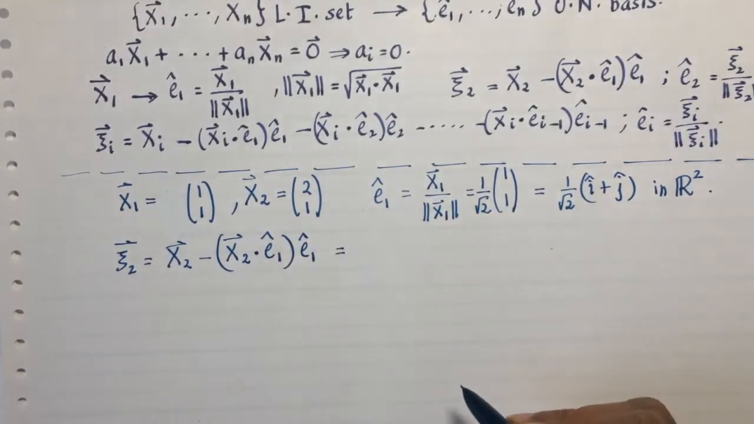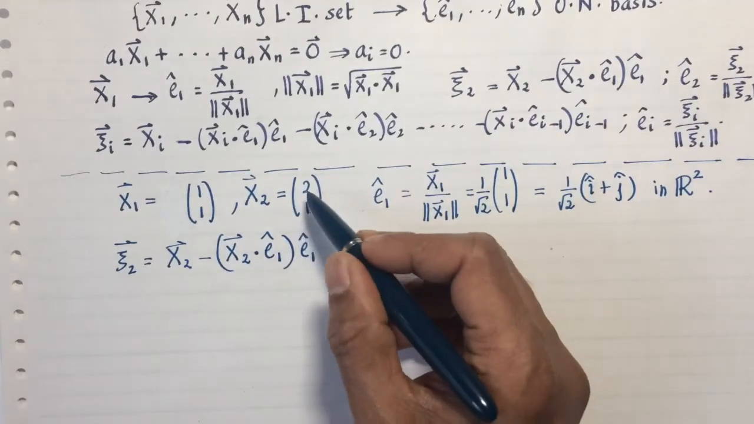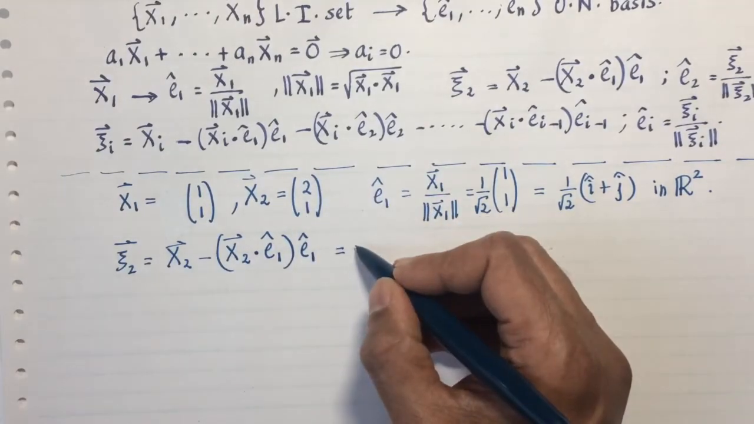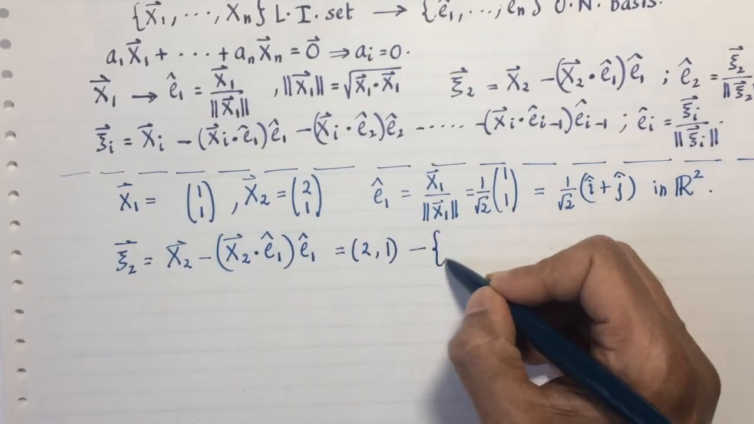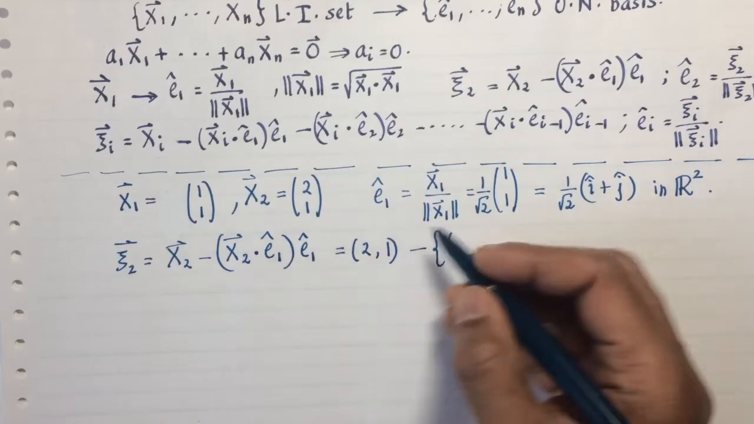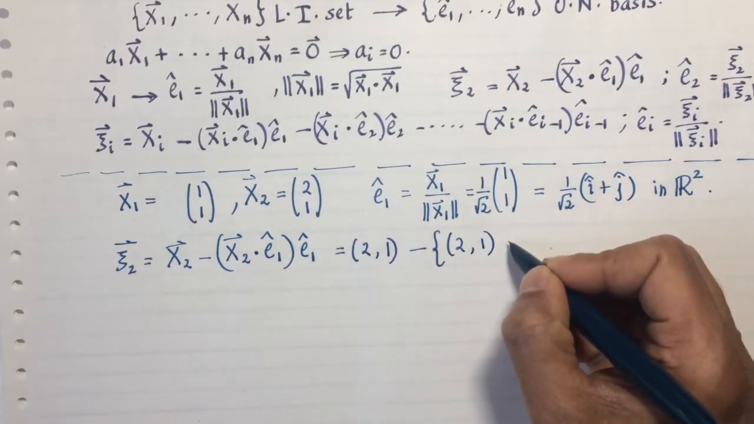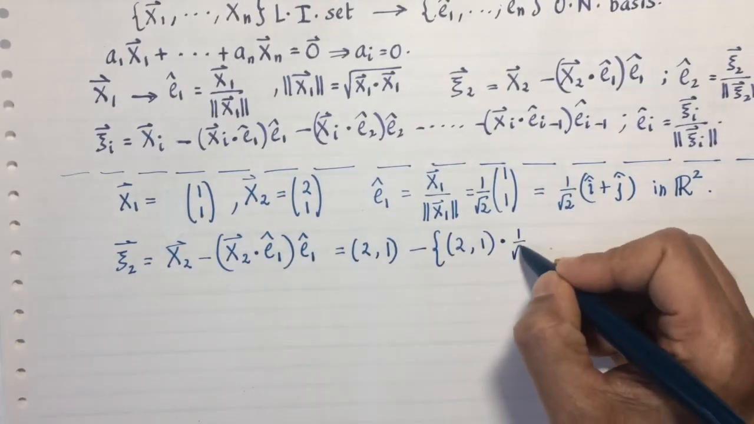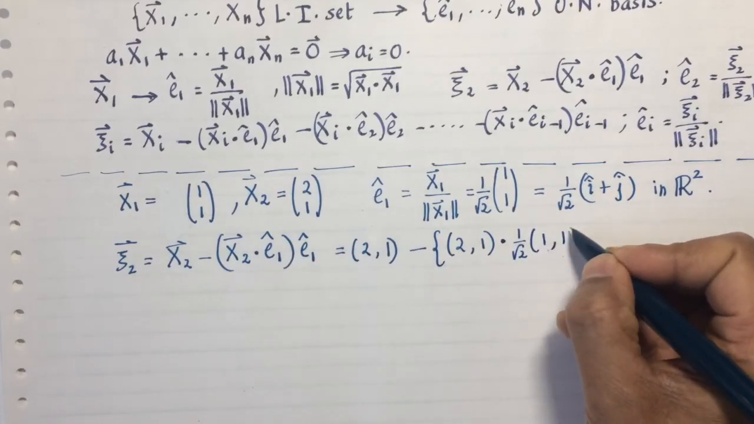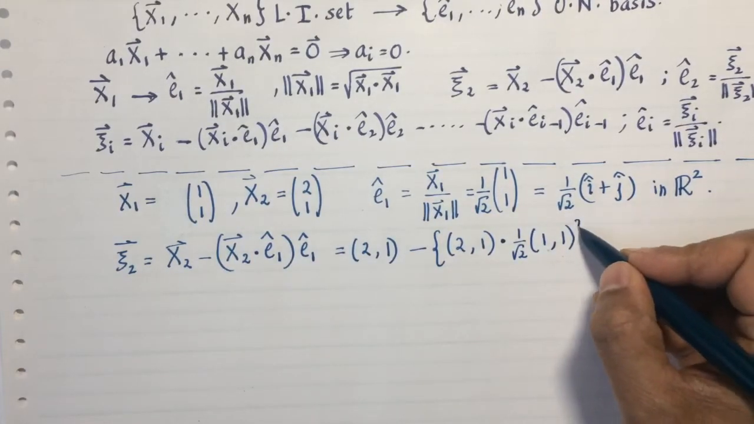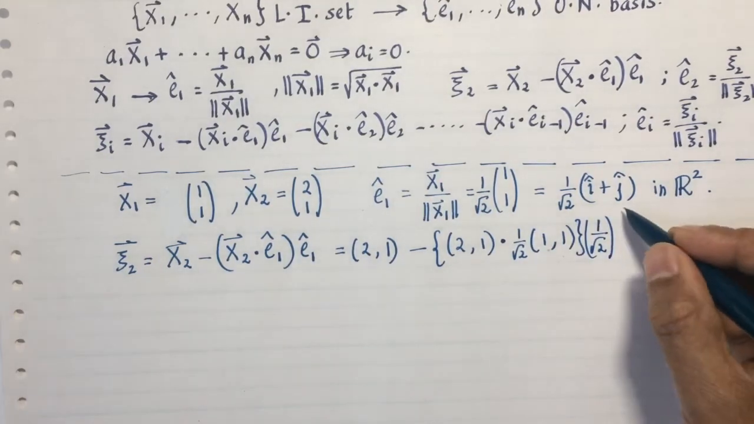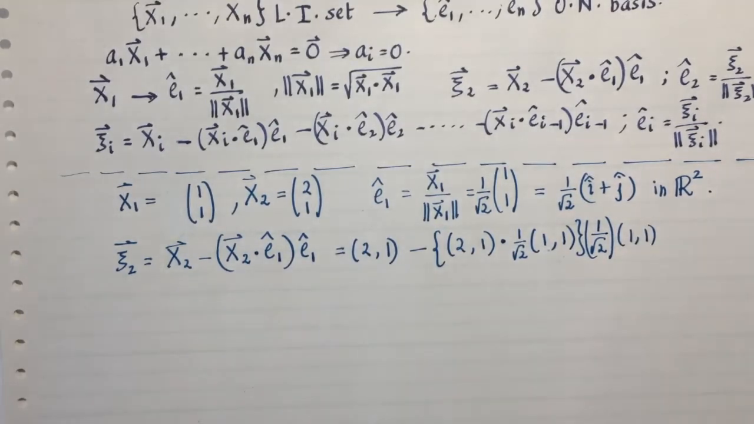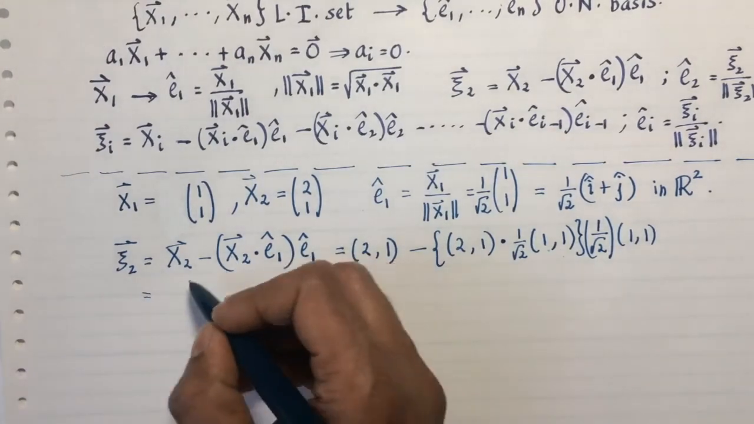Well, let's find out what that is. Now I'm going to save space. To save space, I'm going to write these as row vectors instead of column vectors. So it's going to be (2, 1) minus, well, the dot product is going to be (2, 1) dotted with 1 over root 2 times (1, 1), in the direction of E1, and E1 is going to be that, written in terms of row vectors. So that's the computation. Let's proceed to do this.